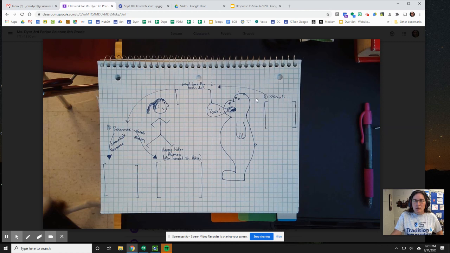So, what you're going to do on this is identify the stimuli. You'll want to talk about the types of stimuli. You might want to talk about the senses that are involved in that. You might want to talk about the receptors that are picking up those stimuli. So you're going to put all of that information over here under stimuli.